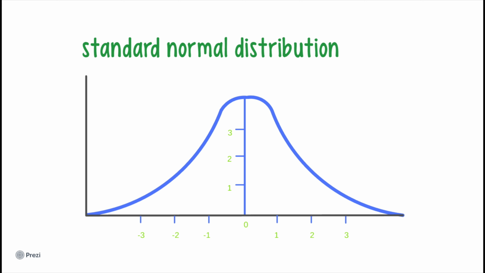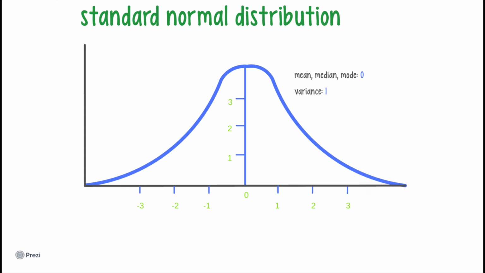Because of its symmetry, the location parameters, mean, median, and mode, are identical in the standard normal distribution, and are exactly at the center of the distribution with a value of 0. The variance of the standard normal distribution is 1.